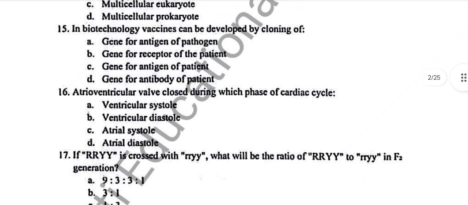Question number 16. Atrioventricular valve closed during which phase of cardiac cycle? A. Ventricular systole, B. Ventricular diastole, C. Atrial systole, D. Atrial diastole. And the correct option is A. Ventricular systole. AV valves close at the start of ventricular contraction to prevent backflow.